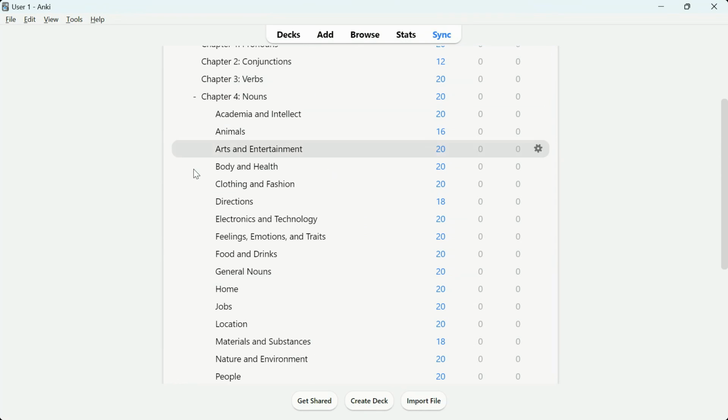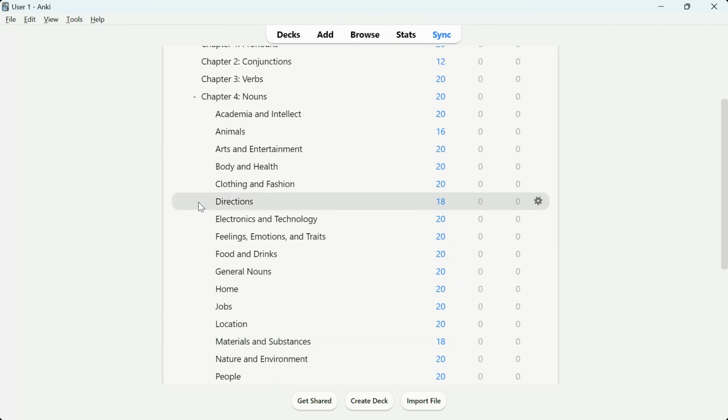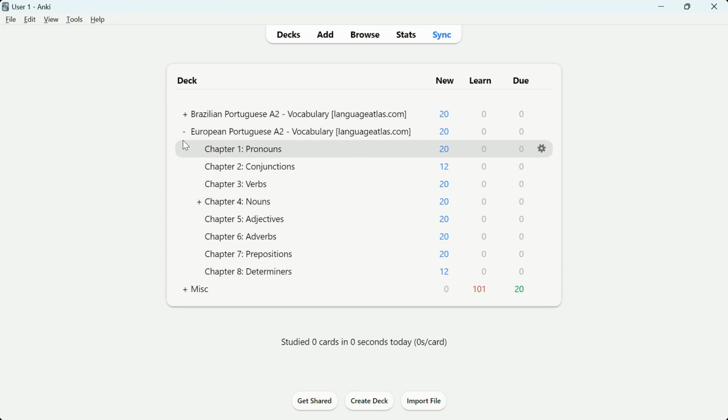Now, what I've done is that I've taken a look at all the nouns in chapter 4 nouns and I've categorized them by theme. So if you wish to learn more about clothing and fashion, you can do so. If you wish to learn more about electronics and technology, you can do so. If you wish to learn more about materials and substances, you can do so. Whichever theme you are interested in, you can simply study that theme. Now, that was the European Portuguese A2.